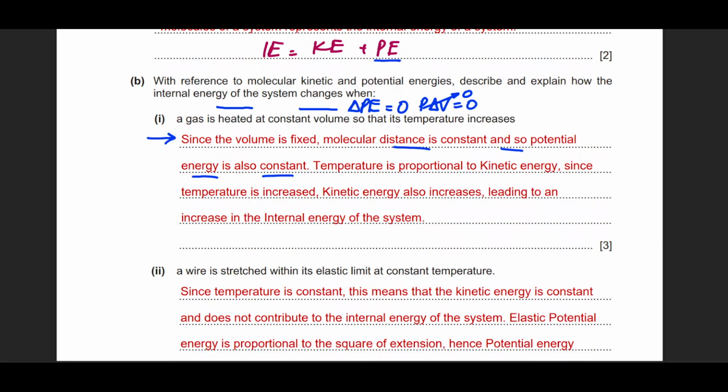Now, since this is the case, because the equation is kinetic energy plus potential energy, if this is zero or the change is zero, then the only equation we are left with is internal energy being dependent on the kinetic energy. So that is where we draw the conclusion. Temperature is proportional to kinetic energy. Again, stating this information is important. Since you are increasing the temperature, the kinetic energy also increases. Since kinetic energy increases, the internal energy is also going to increase. So that is how we conclude that leading to an increase in internal energy.